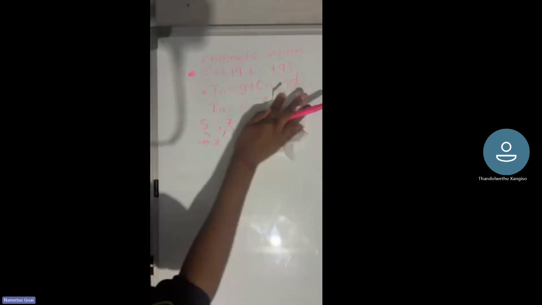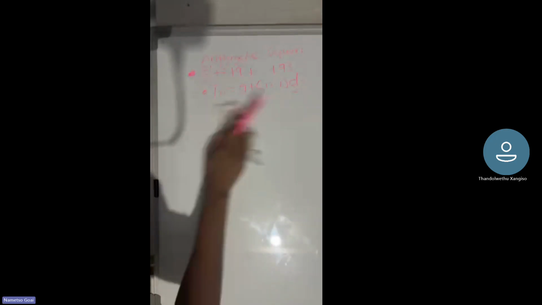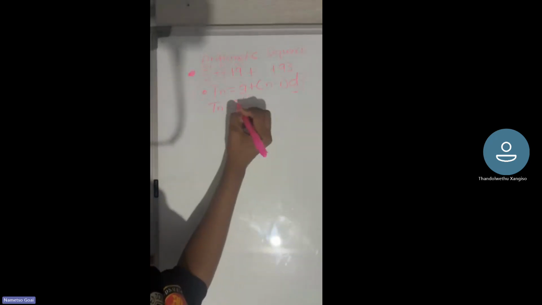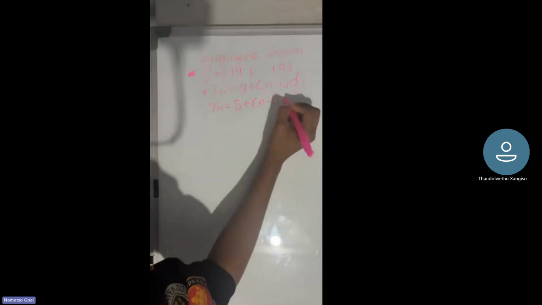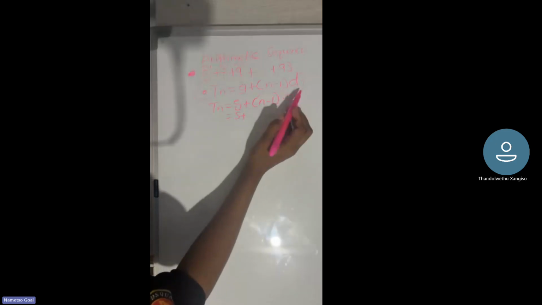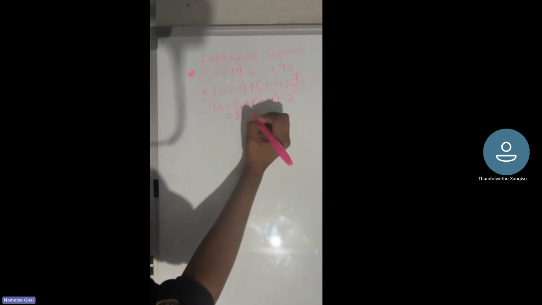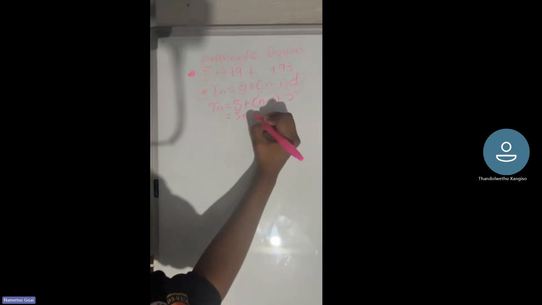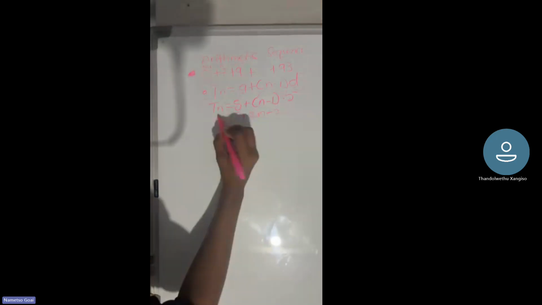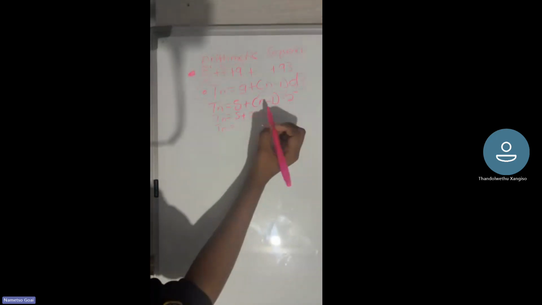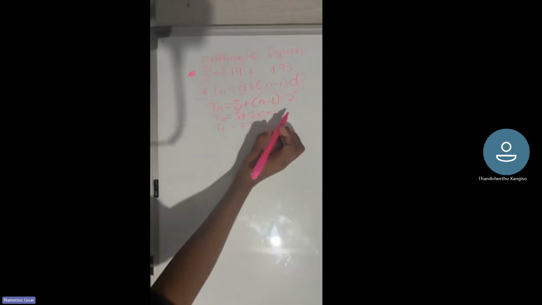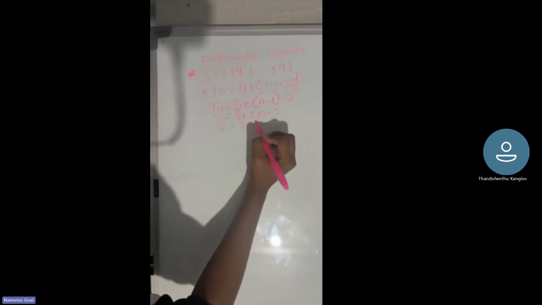So when you substitute in, you're going to have Tn equals A, which is 5, plus (n minus 1) times D, which is 2. When you multiply the 2 into the bracket, you have 5 plus 2n minus 2. Then Tn equals 2n, and 5 minus 2 gives you 3, plus 3.